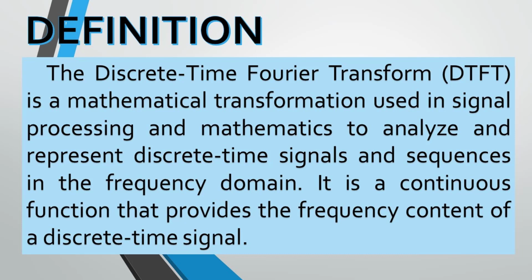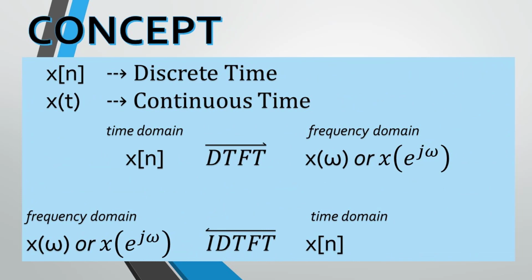The discrete time Fourier transform, or DTFT, is a mathematical transformation used in signal processing and mathematics to analyze and represent discrete time signals and sequences in the frequency domain. It is a continuous function that provides the frequency content of a discrete time signal. The concept is, you can apply DTFT on the signal x of n, but it cannot be applied to x of t. It is because x of n is a discrete time signal, whereas x of t is a continuous time signal.